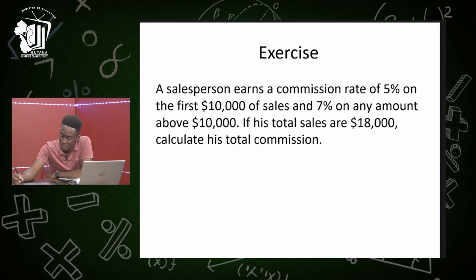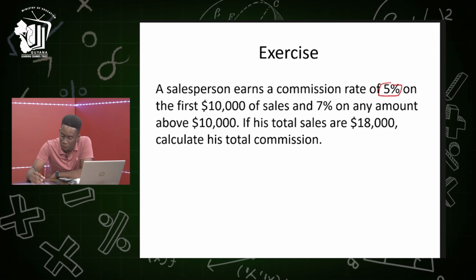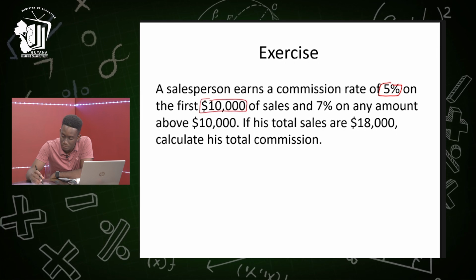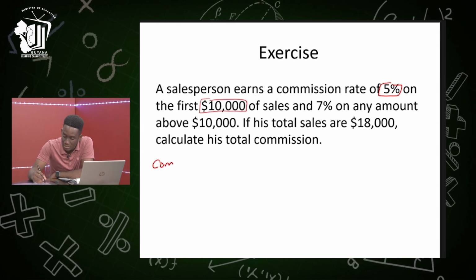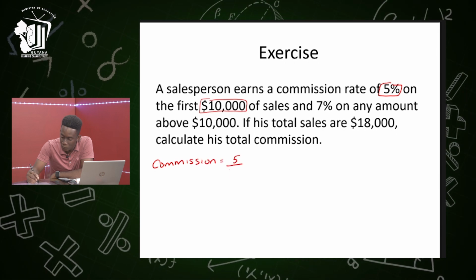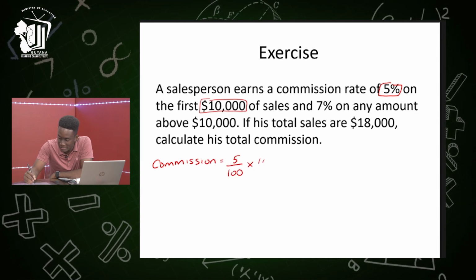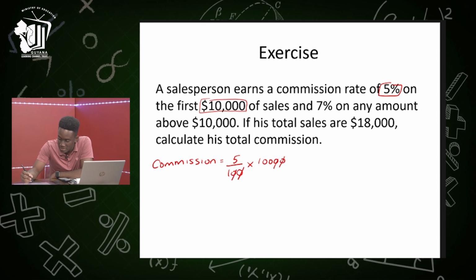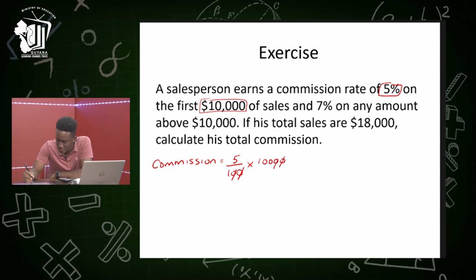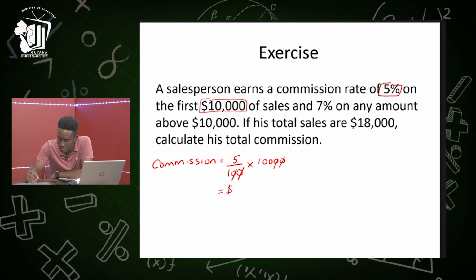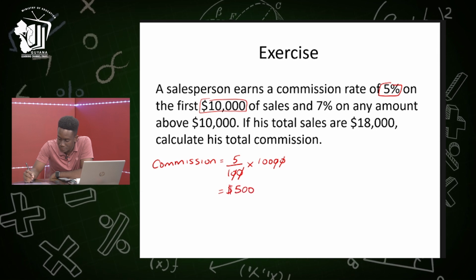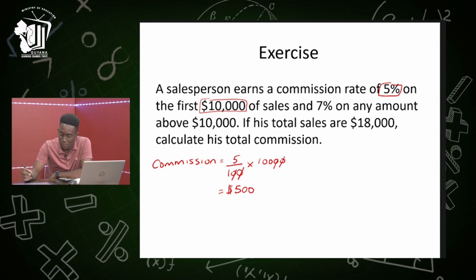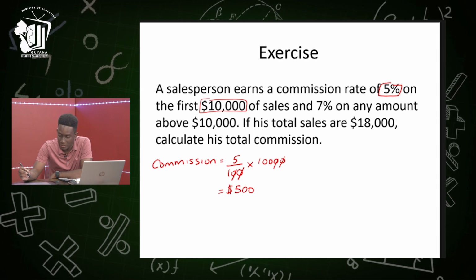So for this question, we have to find 5% of the first 10,000. This will be the first set of commission. 5%, so 5 over 100 multiplied by 10,000. This will go with that. This will go with that. 5 times 100 will be $500. And now to find the remaining, we see that anything above 10,000 would be 7%.